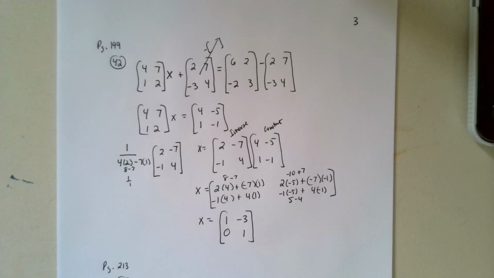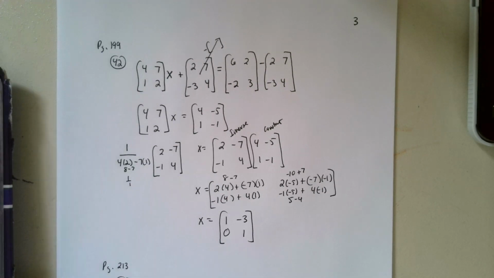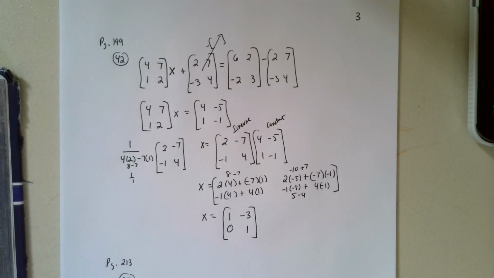On page 213, number 37 was a word problem. So the first thing you needed to do was to set up your equations and then solve. And the first sentence says that a rectangle is twice as long as it is wide. Twice as long as it is wide. So if it were 5 inches wide, the length would be 10. So the length is twice the width. And the perimeter is 840 feet.